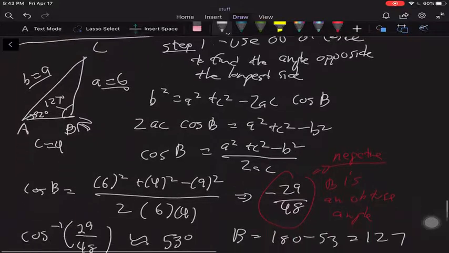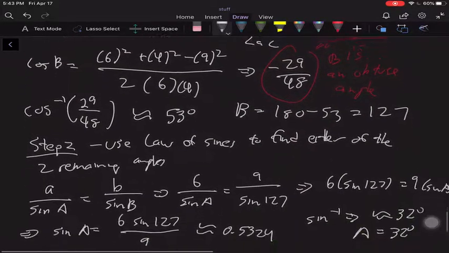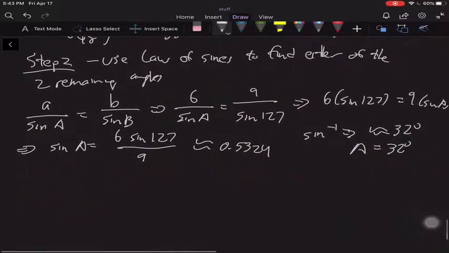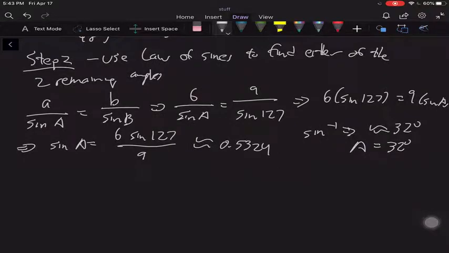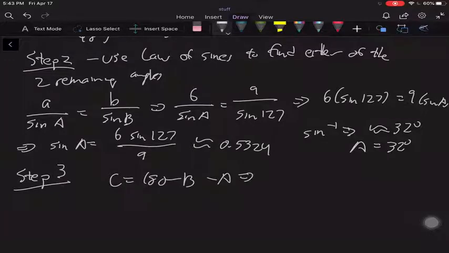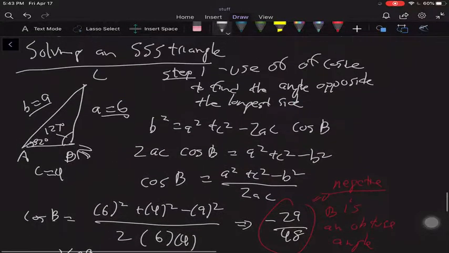And now all we have remaining is angle C. And because we have angle A and angle B, we can just subtract both of those from 180. So this will be 180 minus 127 minus 32, which is going to give us 21. So for angle C, we have 21. And now we have the numbers for all three sides as well as all three angles.